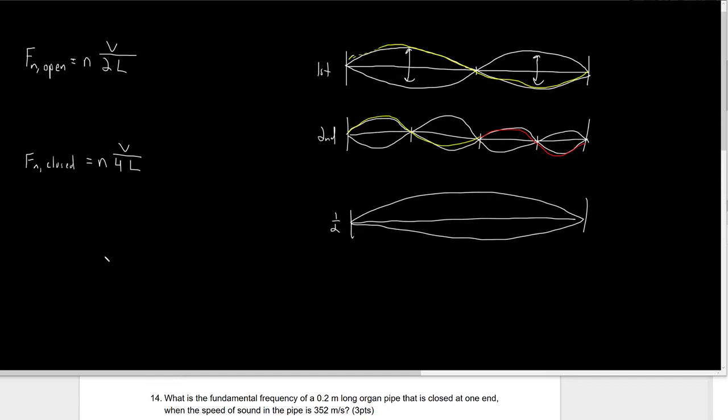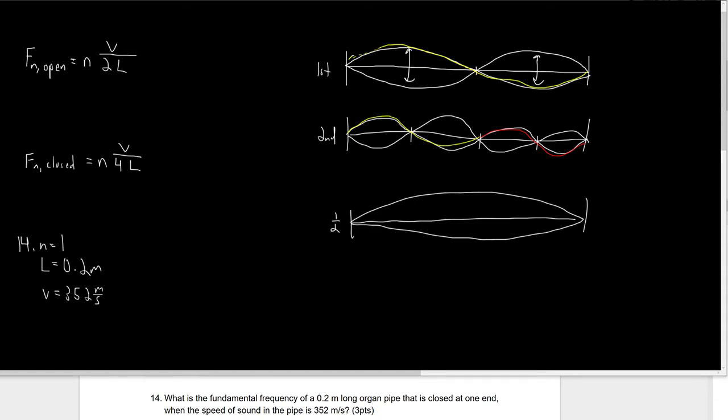So jumping right into this equation in problem 14. What is the fundamental frequency of a 0.2 meter long organ pipe that's closed at one end when the speed of sound in the pipe is 352 meters per second? Fundamental frequency means our n is equal to 1. They give us that the length of the tube is 0.2 meters, and the wave speed inside the pipe, because of what's in the pipe and the temperature, is 352 meters per second.